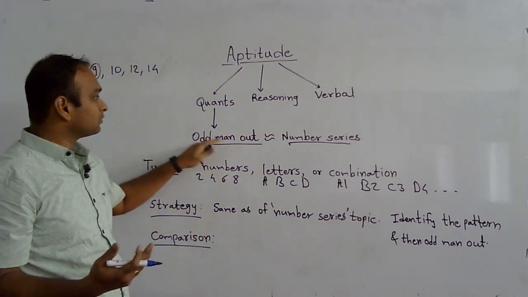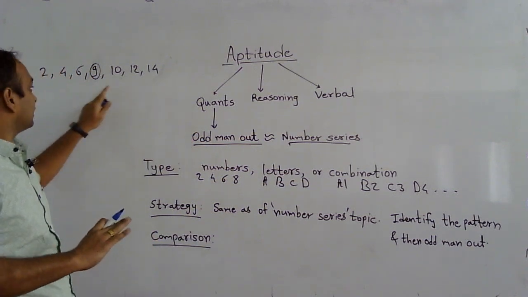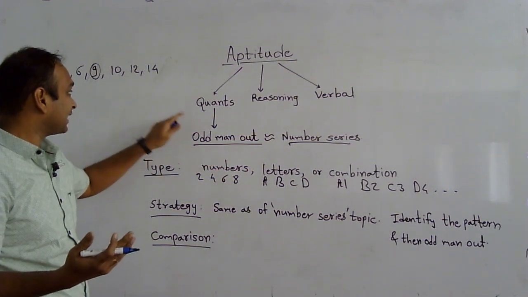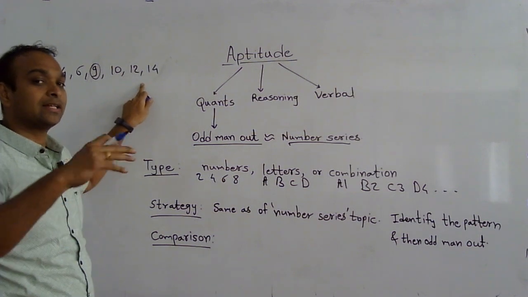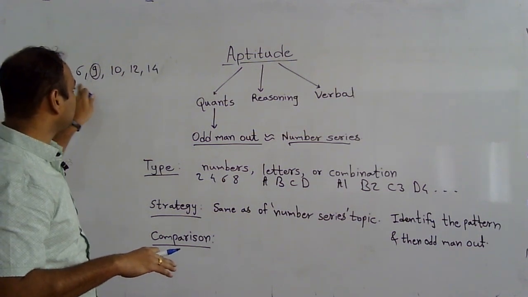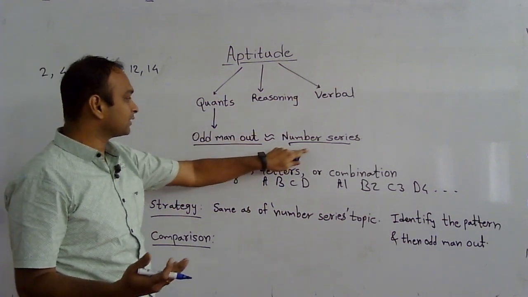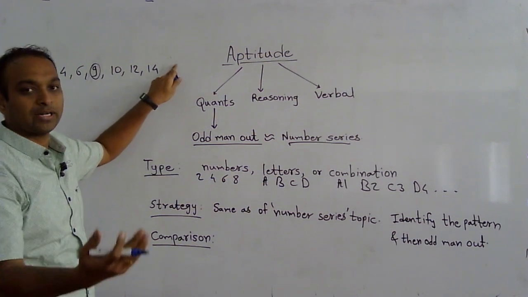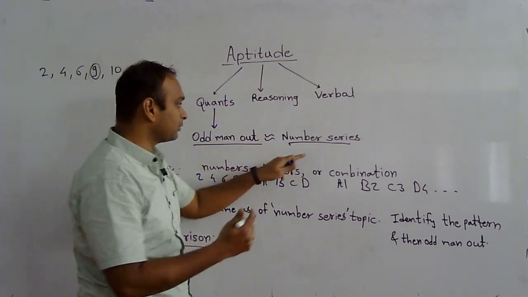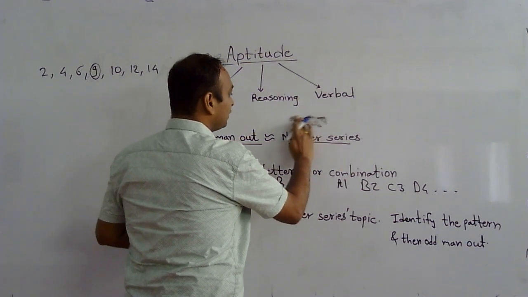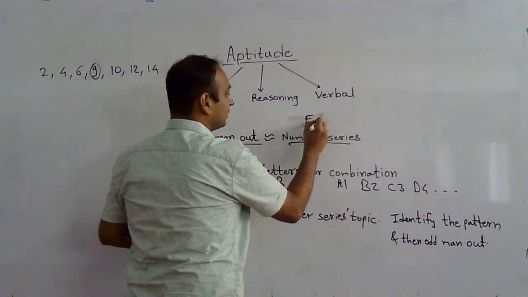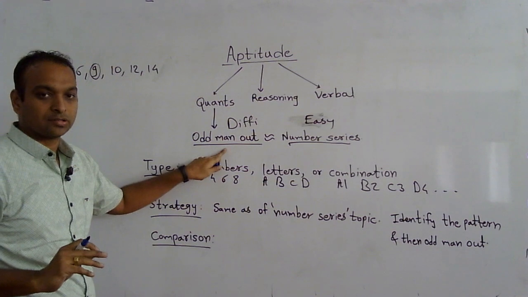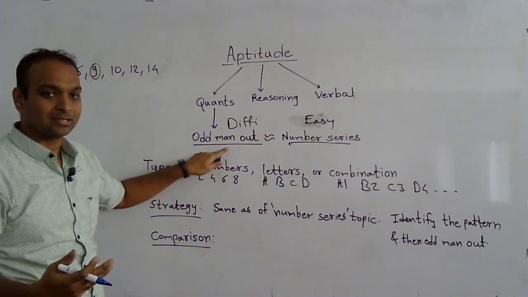But in odd man out, even though the series is given, any term could be wrong. It could be the odd term, and that's why we have to identify the pattern, identify that wrong term, and then we are able to get the answer. In number series, the perfect logic is already given and we just have to find the next term. So number series problems are slightly easier to solve, and odd man out series are slightly more difficult. More practice can be expected in this topic.